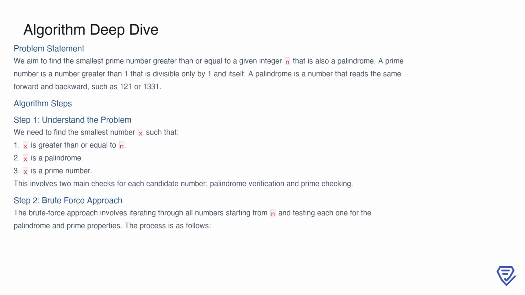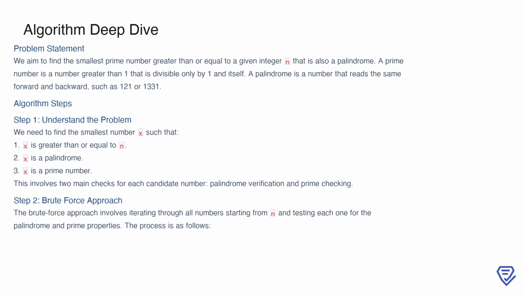To solve this problem, we need to identify the smallest prime number that is greater than or equal to a given integer, n, and also ensure that this number is a palindrome. Let's break this down further. A prime number is any number greater than 1 that can only be divided evenly by 1 and itself, such as 2, 3, 5, or 11. A palindrome, on the other hand, is a number that reads the same forward and backward, like 121 or 1331. Combining these properties, we are looking for a number that satisfies both conditions.